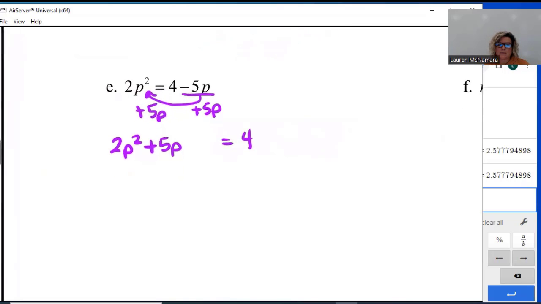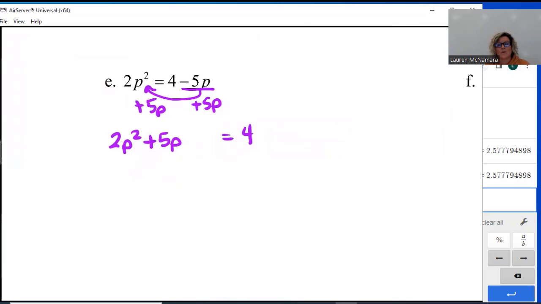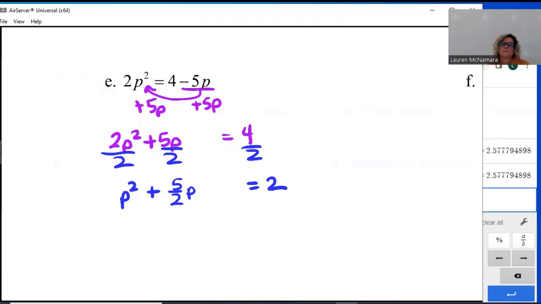Write that space up, but I don't have a coefficient on my P. So what do I have to do? Divide everything by 2. Ugly, ugly, ugly. So P squared plus 5 halves P equals 2. I need to fill in that space with something.